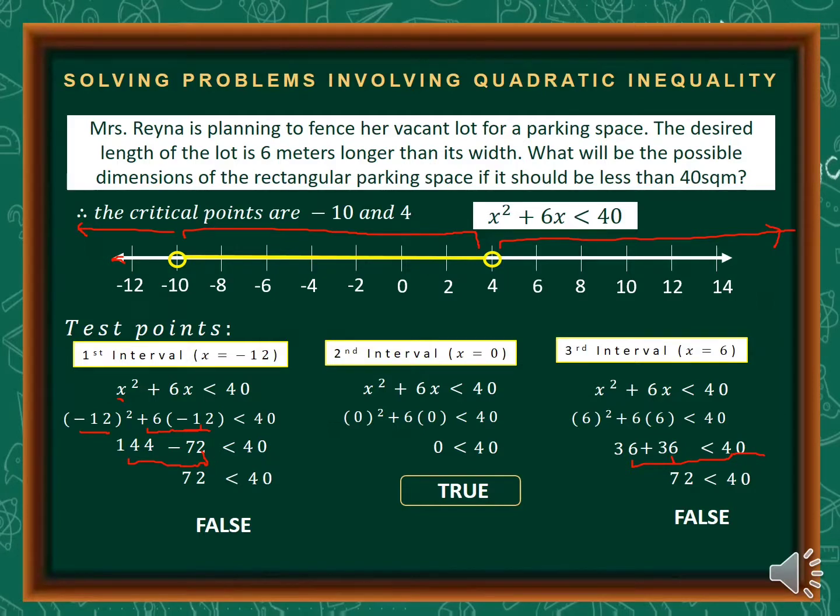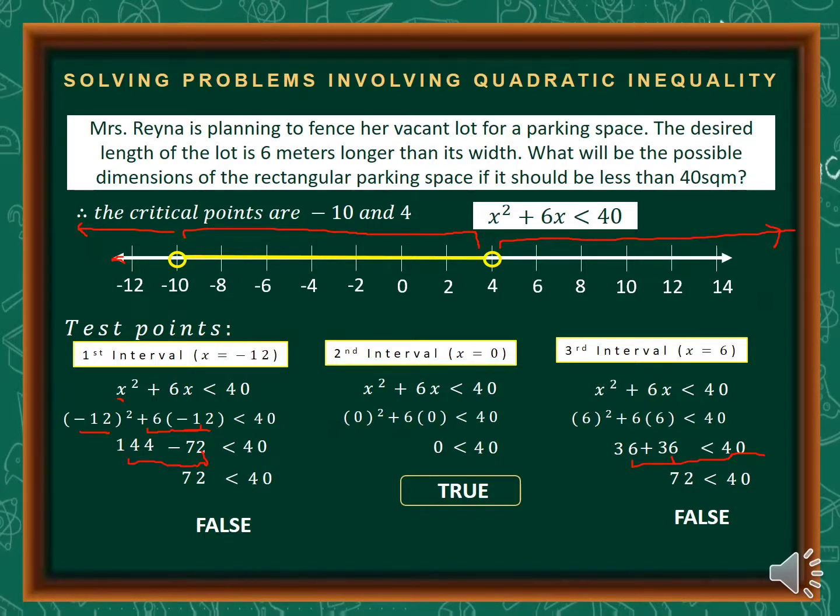Ngayon, ang tanong ko, ang 4 ba ay part of the solution set? The answer is no. Ang negative 10 ba ay part of the solution set? The answer is no. Why? Kasi po, that is not included. The critical points are not included since hollow point ang ginamit natin.